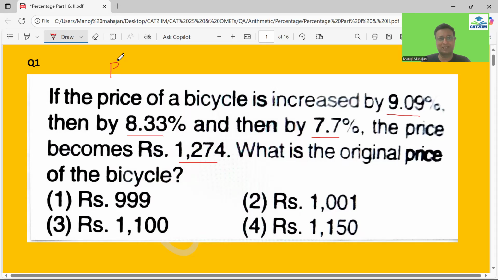So the price is P, let's say, initially. You had a 9.09% increase, then an 8.33% increase, then a 7.7% increase. The final price given here is 1274. So we're going to use fractions here. 9.09% is 1 upon 11, which we discussed in percentage 1 class. This is 1 upon 12. This is 1 upon 13. So my solution would look like this in the multiplying factor concept.